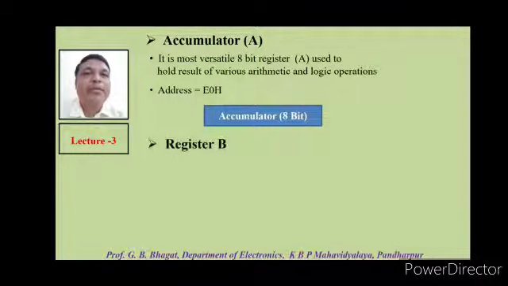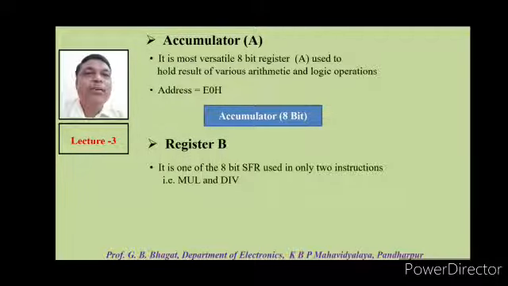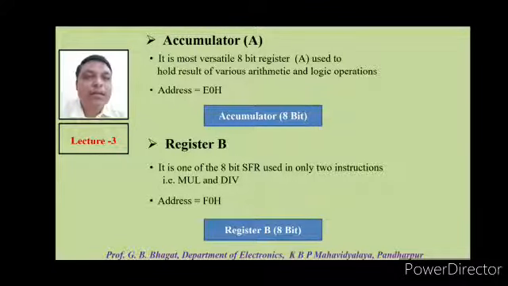The next is register B. Register B is an 8-bit SFR that is used in only two instructions, that is the multiplication instruction MUL and the division instruction DIV. The address of register B is F0H. This register B has a size of 8 bits.